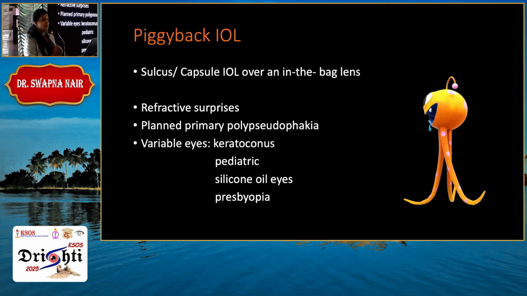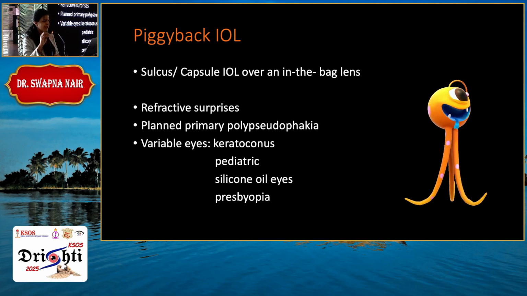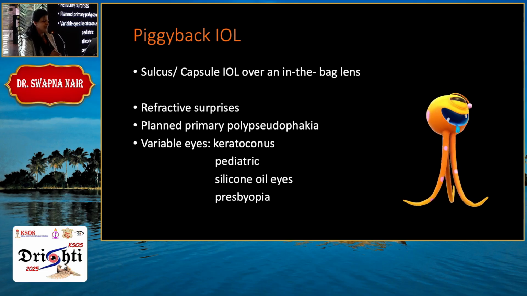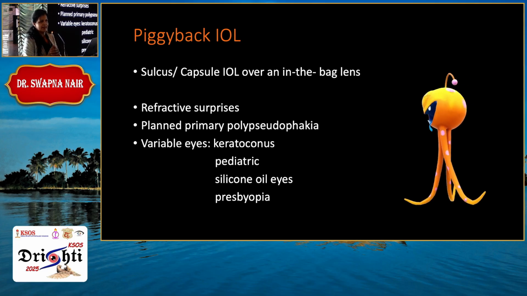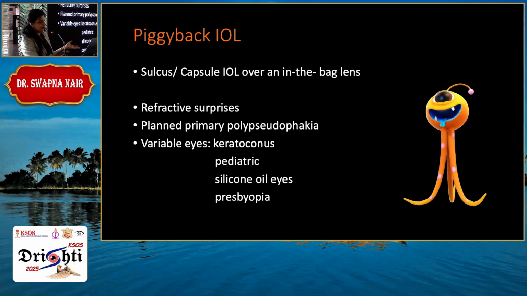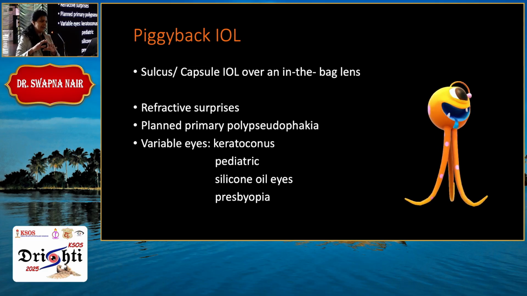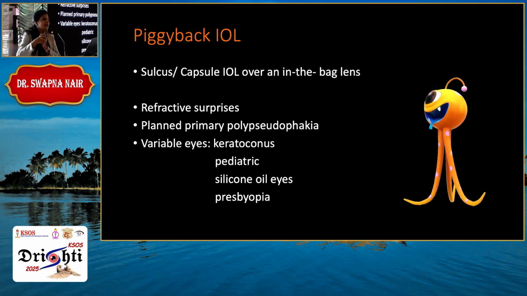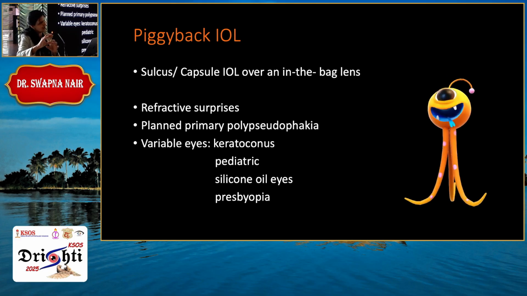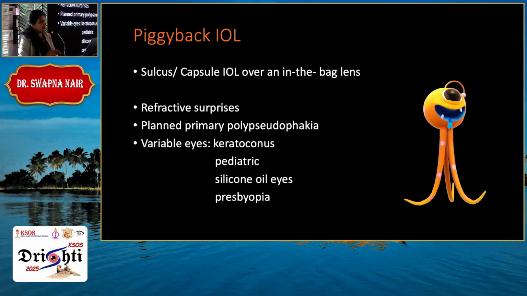Now comes another important thing that is not usually discussed in our fora, that is a piggyback IOL. It has been underestimated a lot, is what I feel. So this is actually a sulcus or a capsule IOL over an in-the-bag lens. It can be done as a primary polypseudophakia, where you implant one lens and correct the residual part that your manufacturer may not be providing. So suppose you have a lens of 39 diopters that's required. Most manufacturers give only up to 30 diopters. So the rest of the 9 can be used as a secondary IOL in the same surgery on top of the first one. That is primary polypseudophakia.